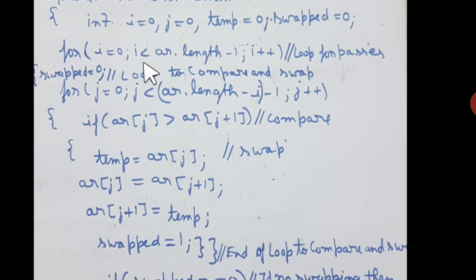So swapped is already, this concept has already been discussed in my previous video. Please do watch that. Alright, so for i equal to 0, i less than AR.length minus 1; i plus plus. This is the loop for passes.